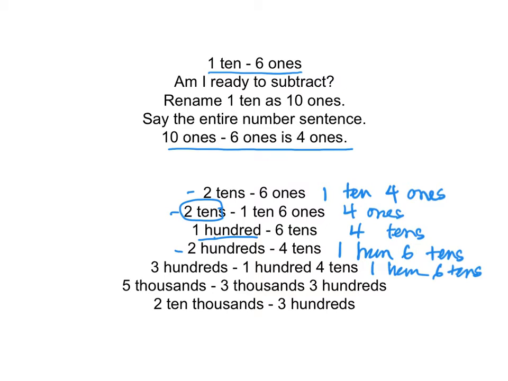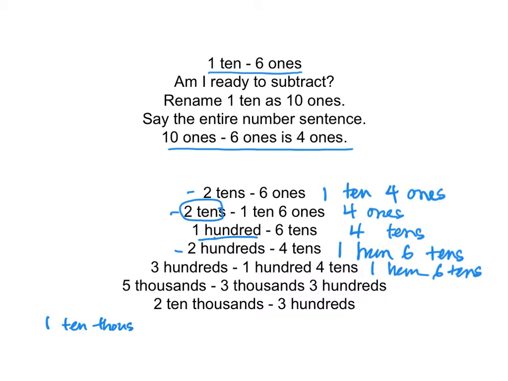So we have 2 ten-thousands minus 3 hundreds. Well, let's keep one of those ten-thousands as we rename it. So we've got 1 ten-thousand. And I'm going to just abbreviate here. It makes it a little bit easier. And with our other ten-thousand, let's turn that into thousands. But we still have to get down to the hundreds.